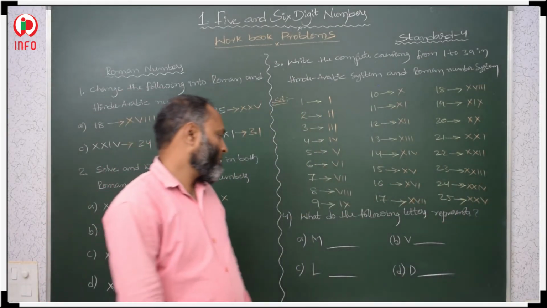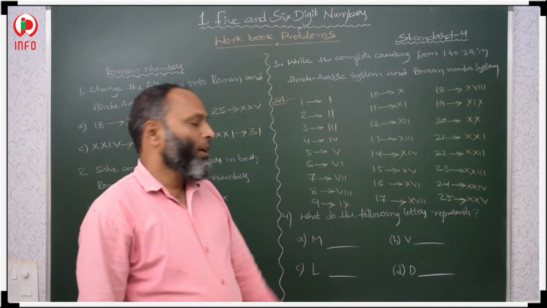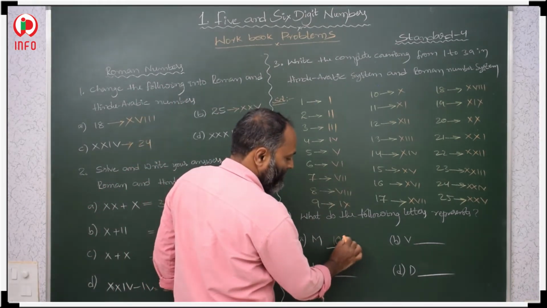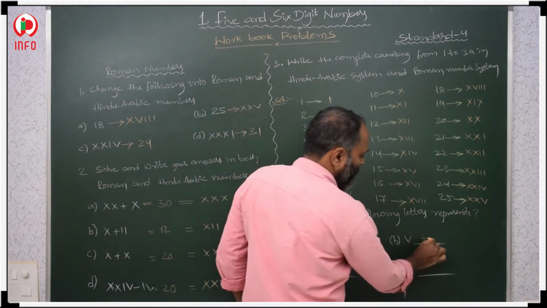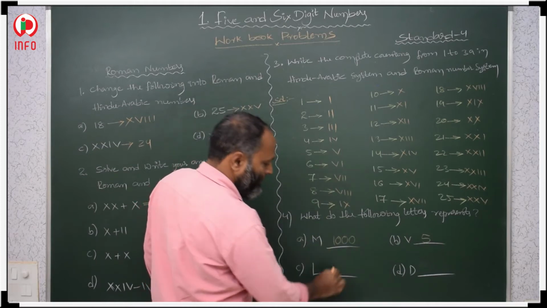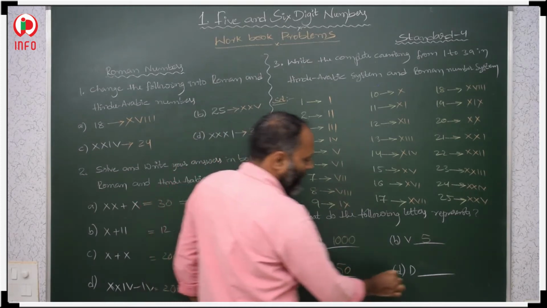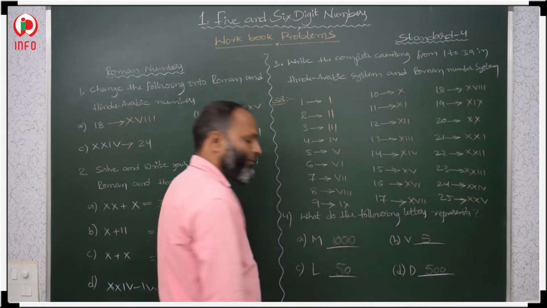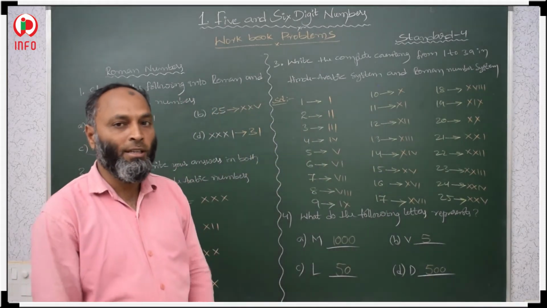Okay? Now, what do the following letters represent? Already we discussed this. M means 1000, and V means 5. Then L means 50 and D means 500. These are the representations in Roman.